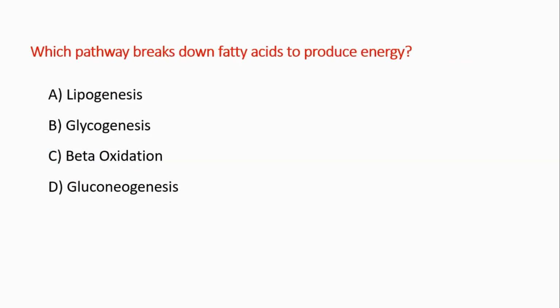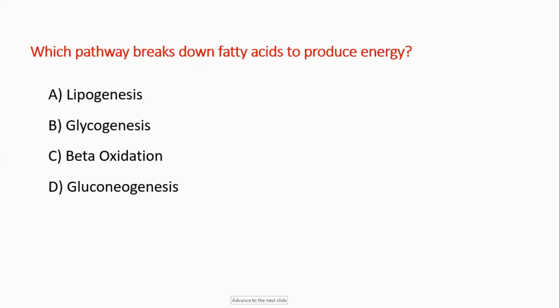Which pathway breaks down fatty acids to produce energy? Options are lipogenesis, glycogenesis, beta-oxidation, gluconeogenesis. When carbohydrate stores start falling, the body opens its fat bank account. Which pathway begins breaking down stored fatty acid to release energy?